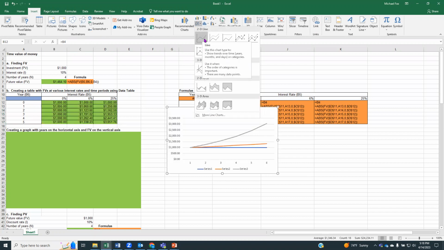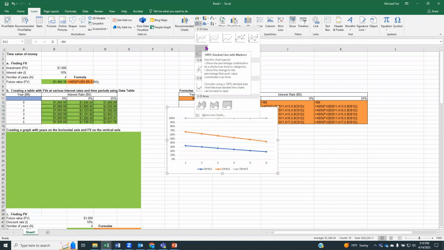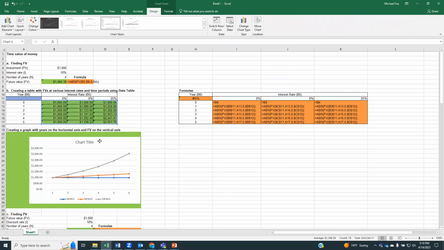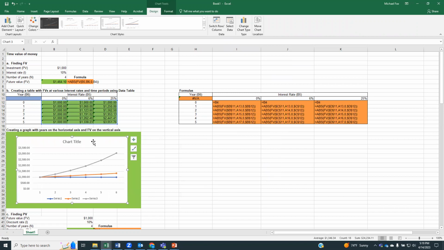And we can see that one looks pretty good. That one's kind of weird. That one, though, looks just about perfect. So what this does is it gives us a chart, and you could put a title and stuff on it if you wanted to. I'm not that worried about titles.